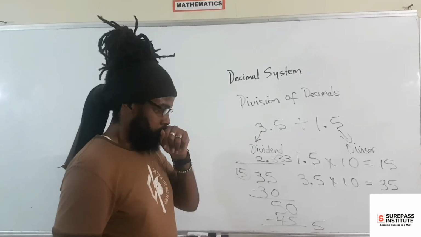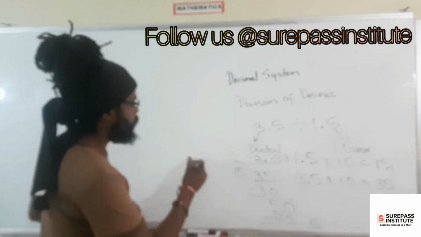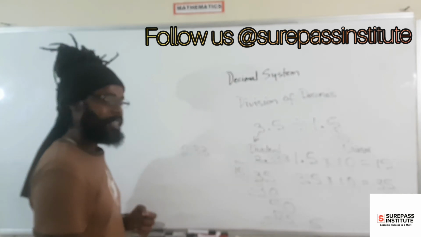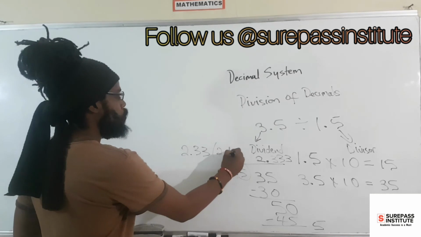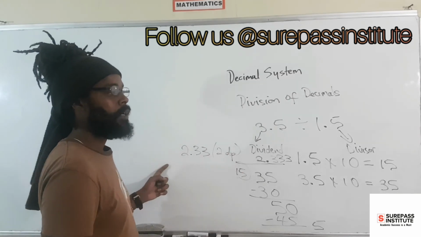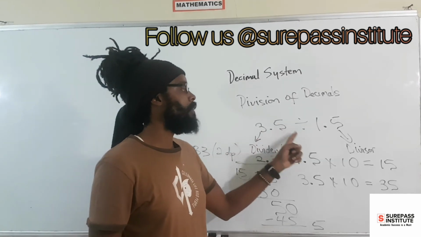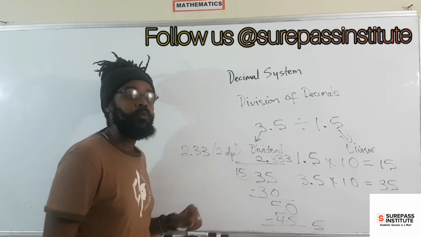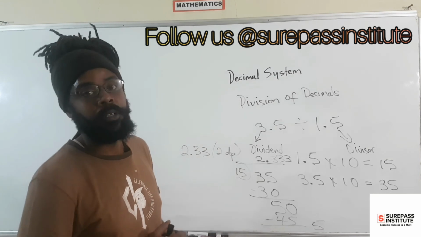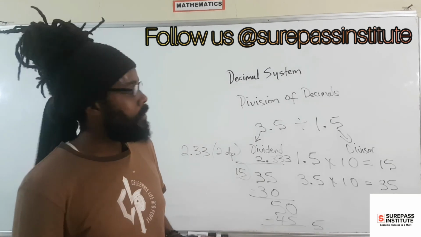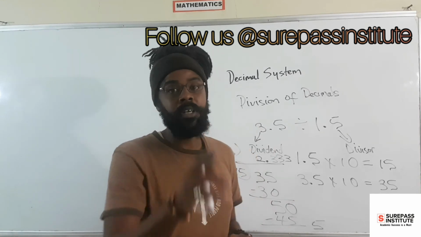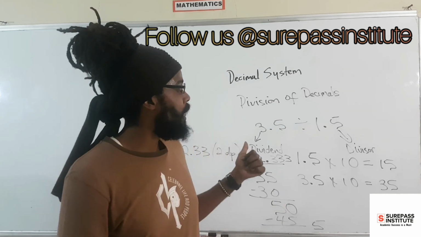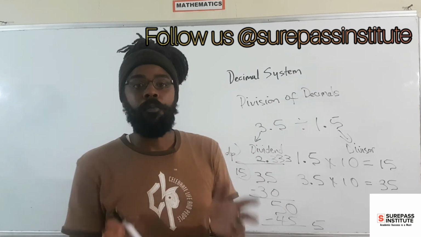Now, the answer is 2.33, to 2 decimal places, to 2 dp. That's the answer. If you plug 3.5 divided by 1.5 into your calculator, you will get 2.33, which is a recurring decimal. So the concept says in order to divide two decimals, you turn the divisor into a whole number, then you compensate with the dividend and divide normally.